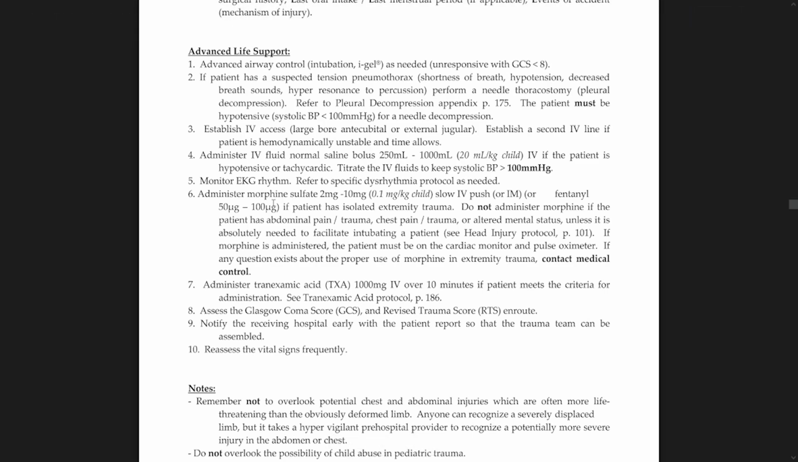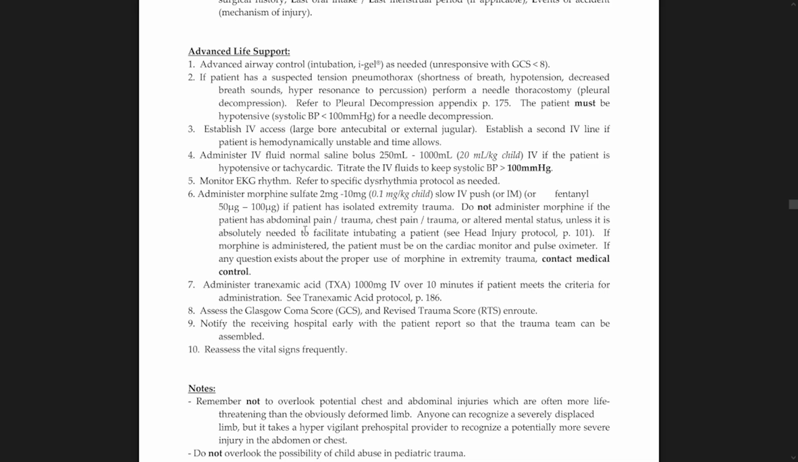You can administer morphine sulfate at 2 to 10 milligrams or 0.1 milligram per kilogram to a child with a slow IV push or intramuscularly, or you can administer fentanyl at 50 to 100 micrograms. If a patient has an isolated extremity trauma, do not administer morphine if the patient has abdominal pain trauma, chest pain trauma, or altered mental status, unless it is absolutely necessary to facilitate intubating a patient. See the head injury protocol on page 101.